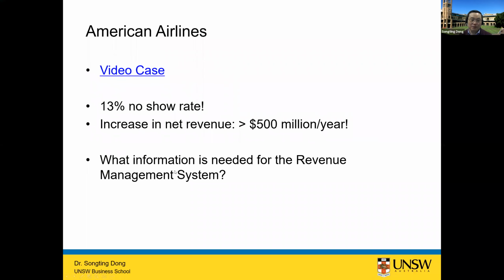So you can see that actually, I learned a lot from watching this video. I didn't know there's a 13% no-show rate. I thought everyone will go there. But that's the benefit of using data to tell you, your personal experience may be wrong. And by doing this yield management system, they can save over 500 million per year.